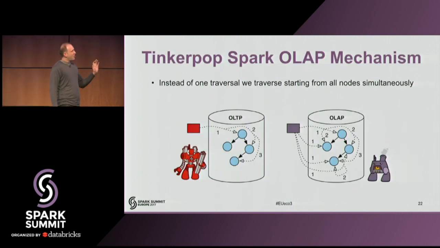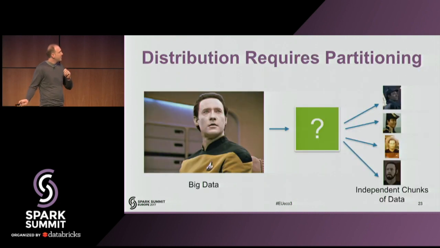So TinkerPop's OLAP mechanism basically works a lot like the OLTP mechanism, where, in the OLTP mechanism, it starts at a single vertex and then follows out edges. In the OLAP method, it actually starts at all vertices at once and then has them all step simultaneously, basically running this traversal from all the vertices at the same time. So obviously, to actually do this, we need to have some sort of partitioning, because we can't do big data without some sort of partitioning.